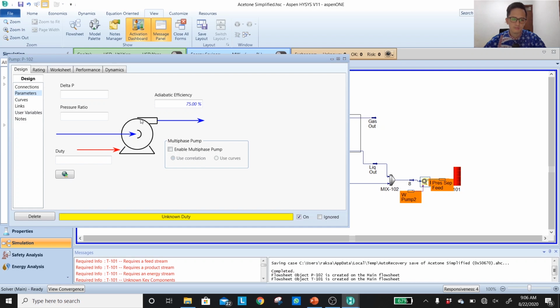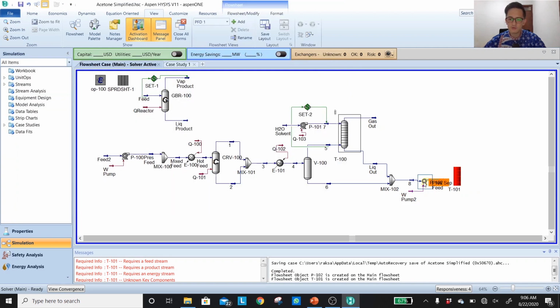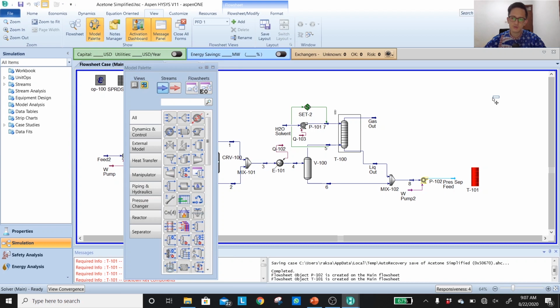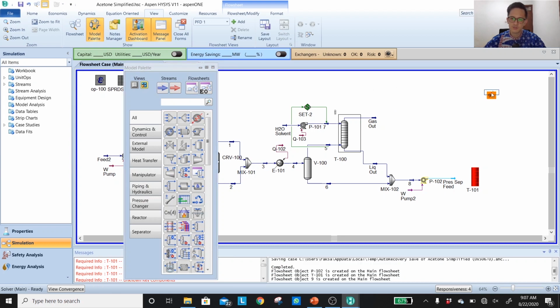When we want to use a pump, we have to define the duty or the delta P or the discharge pressure. In this case, we haven't identified those numbers, so we have to think about the pressure requirement in the distillation column. And again, remember the principle. It always starts from the top pressure, then the bottom pressure, then the feed pressure. And to get the top pressure, it is very helpful to use a dummy stream. Okay, so let me add another dummy stream over here.